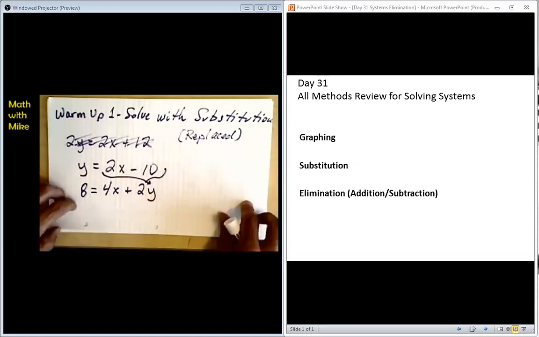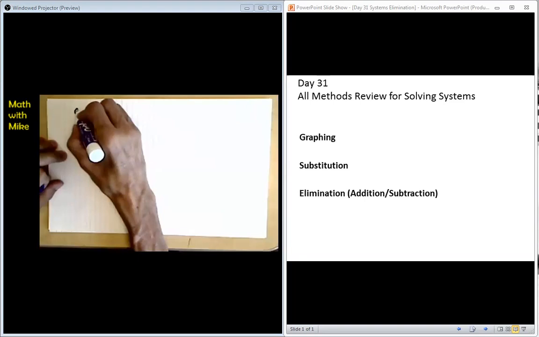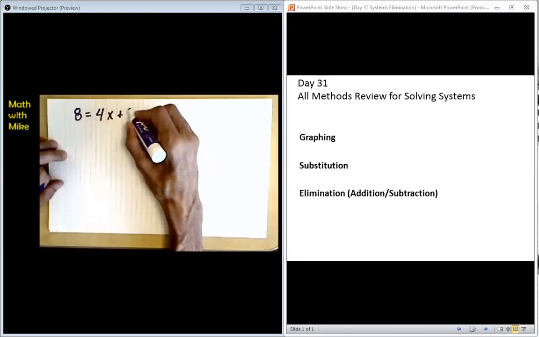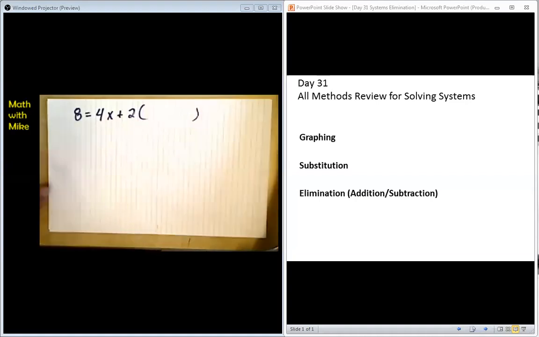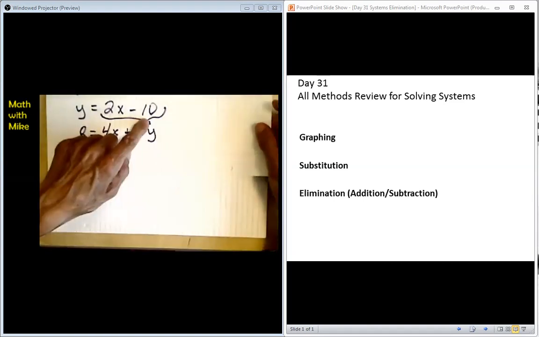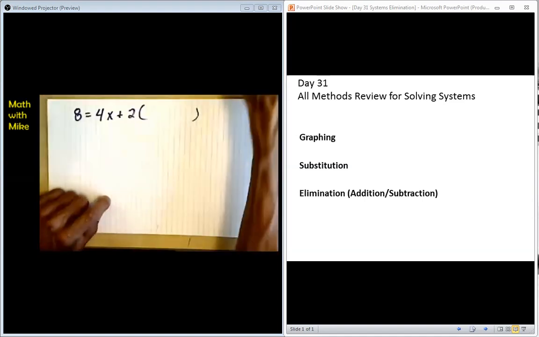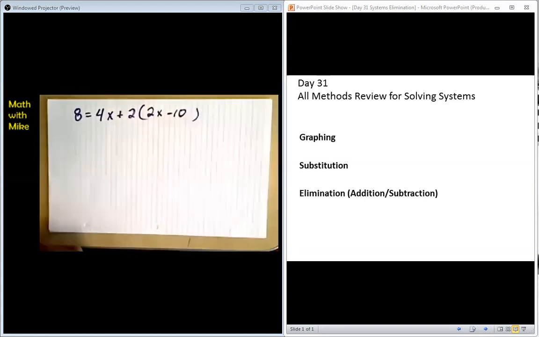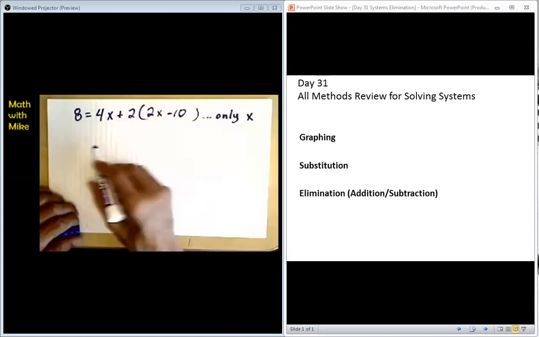So what we then get: we had 8 is equal to 4x plus 2y, but we're not going to put y now. We're going to put what y was equal to, from the other equation. So y is now replaced with 2x minus 10, exactly. And so now the important thing to notice by doing this is that there is only x now to work on.